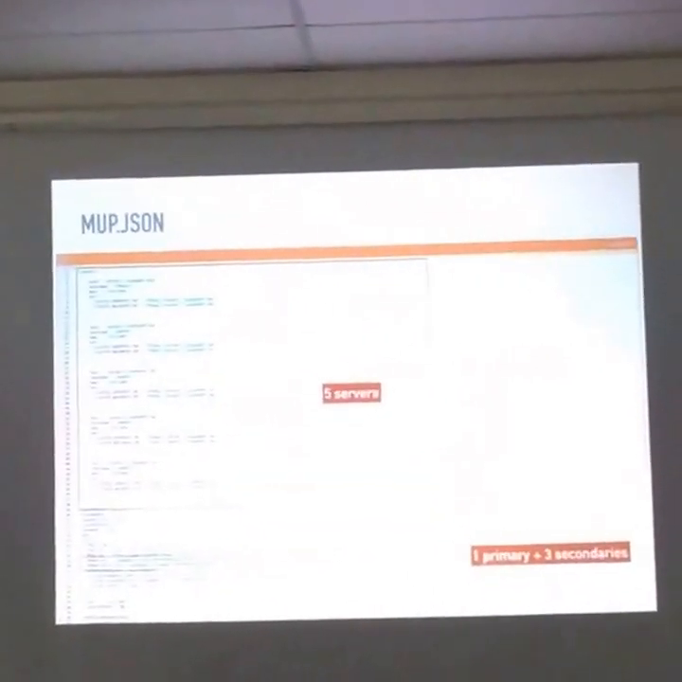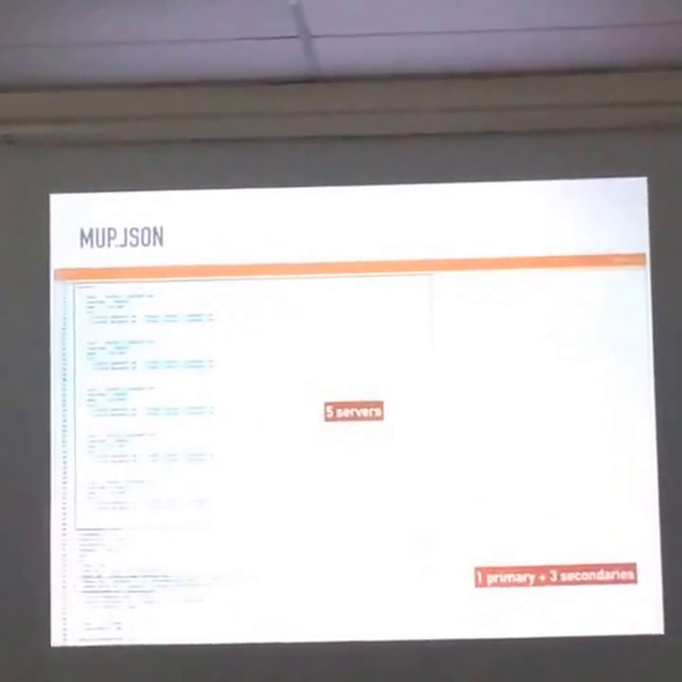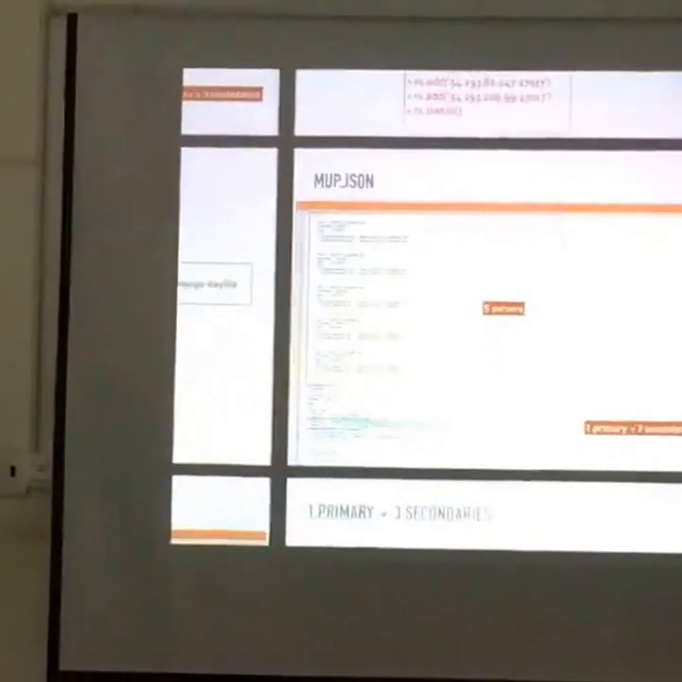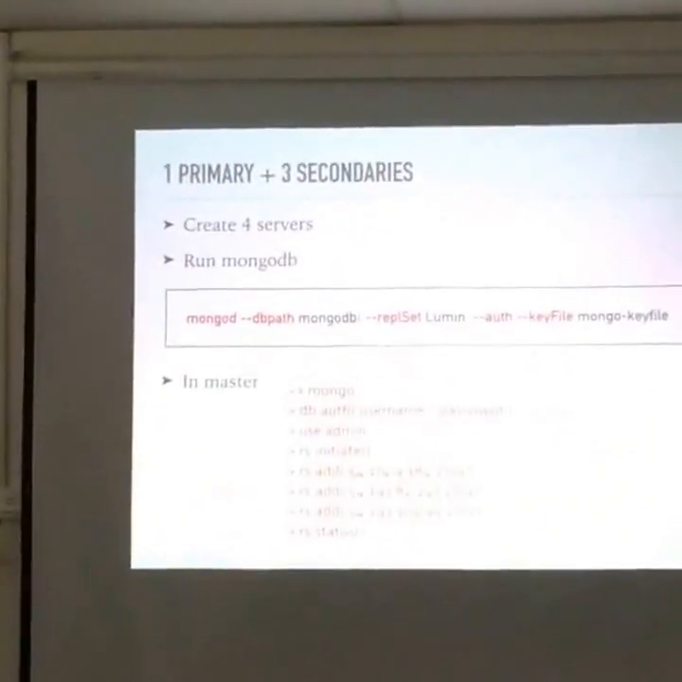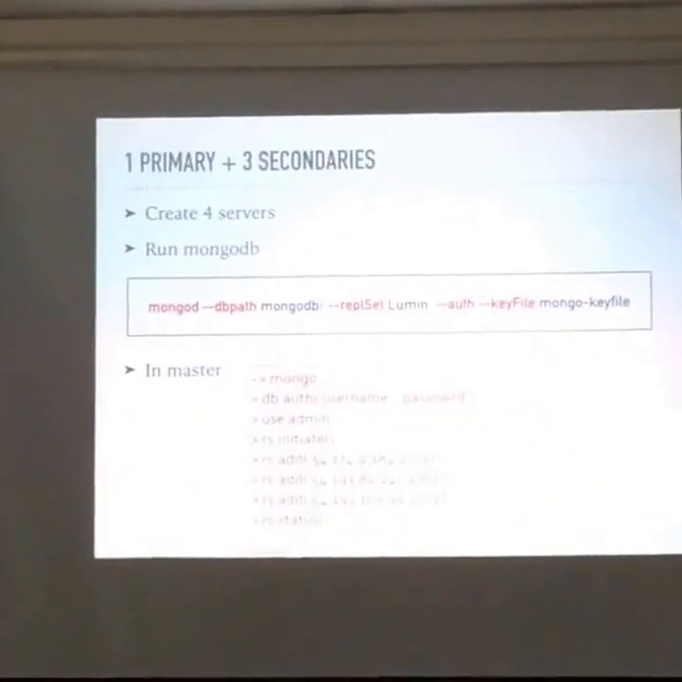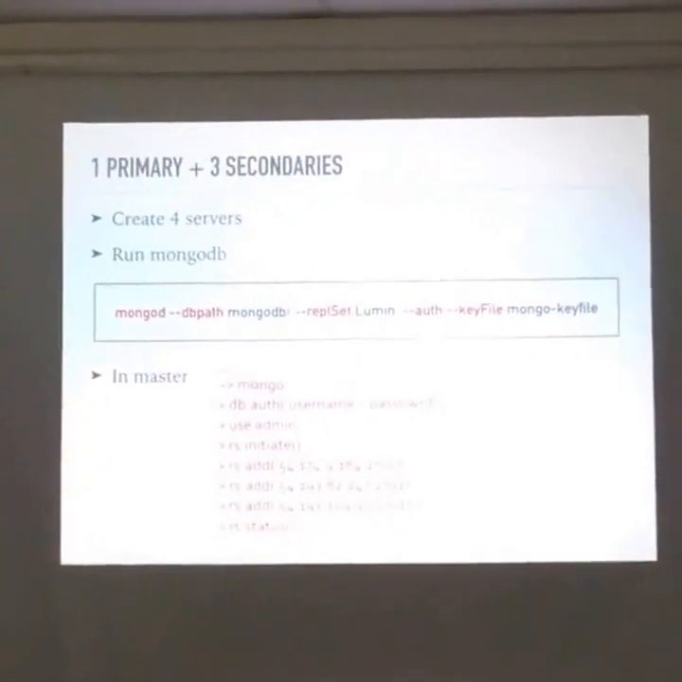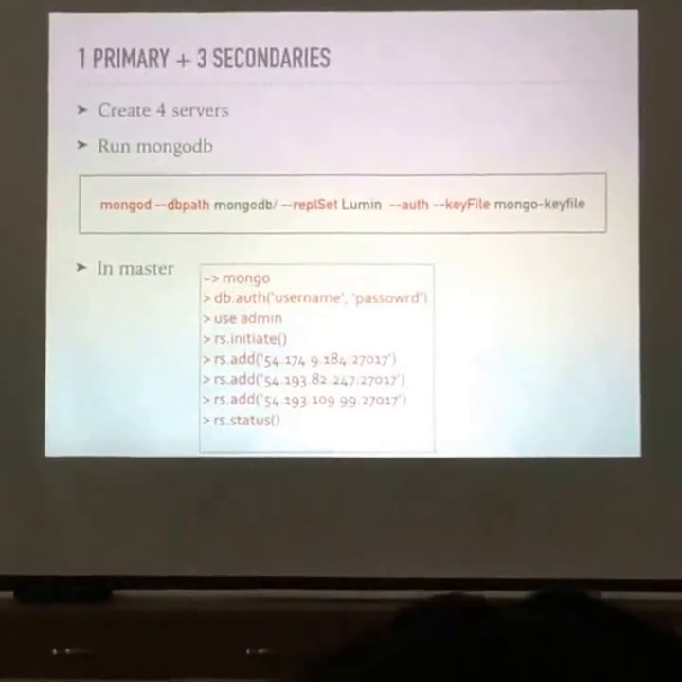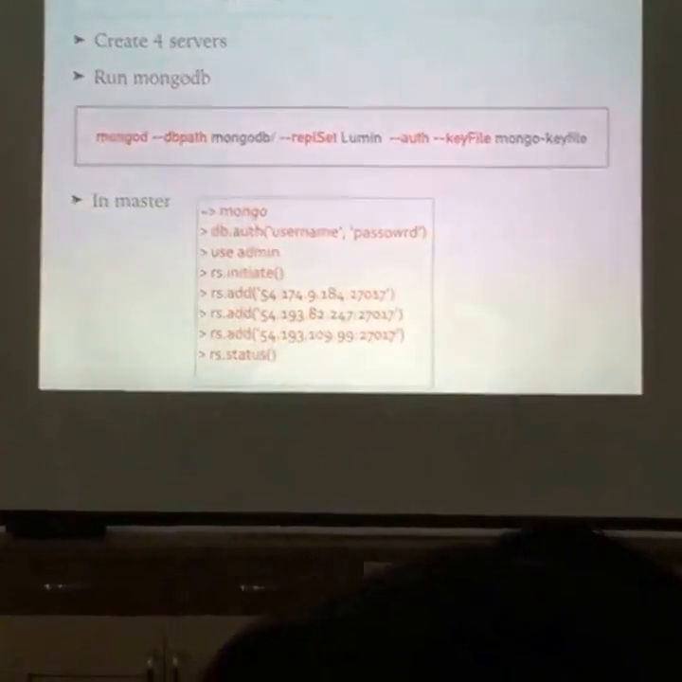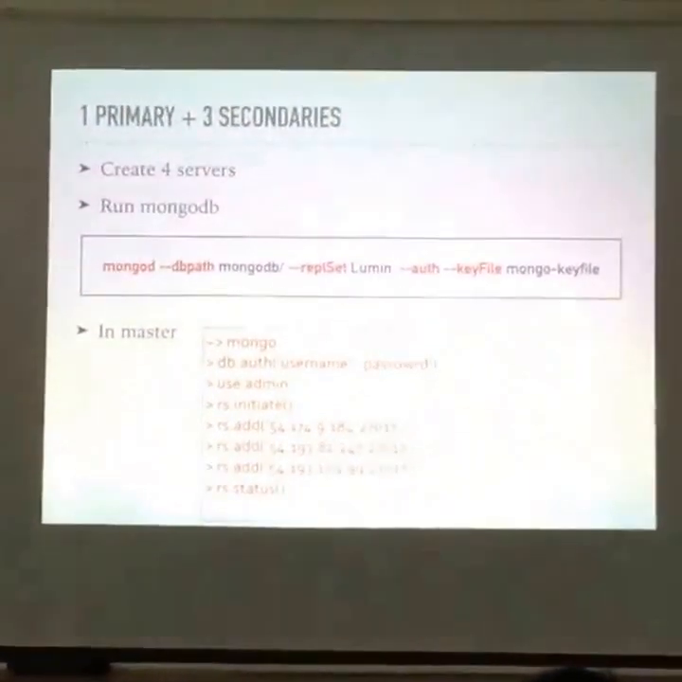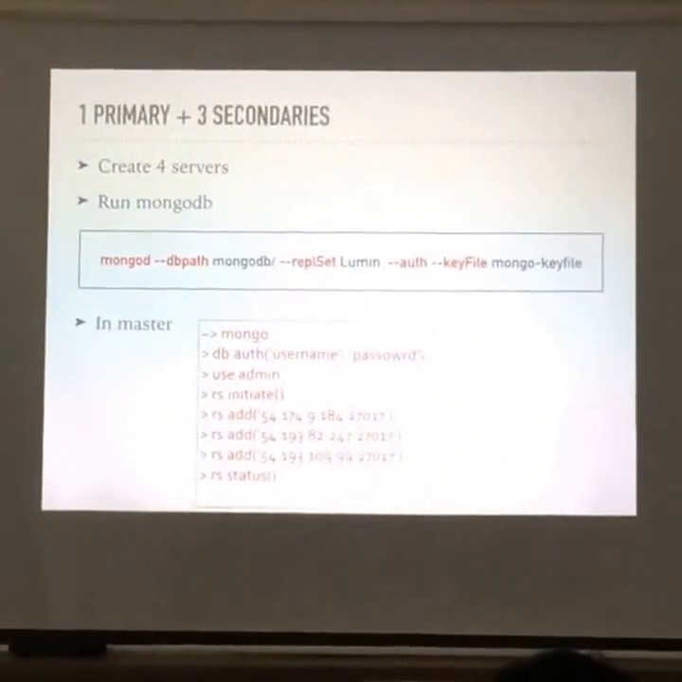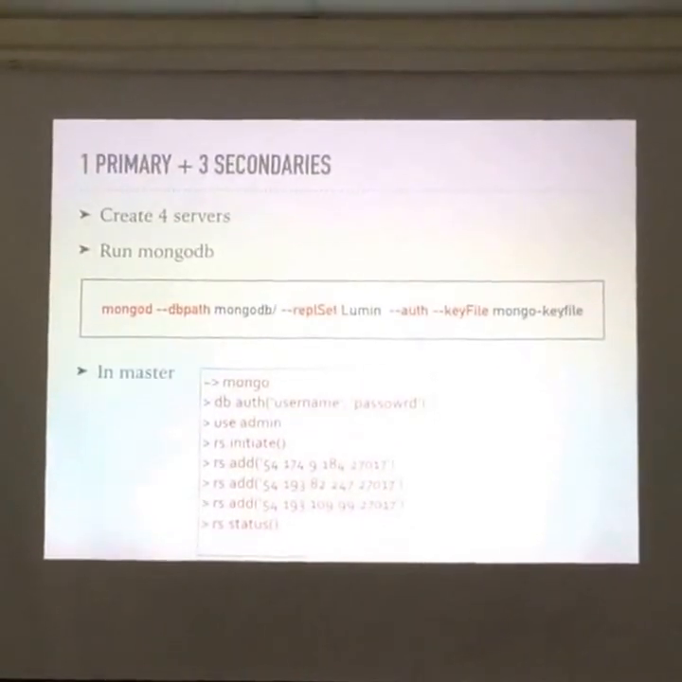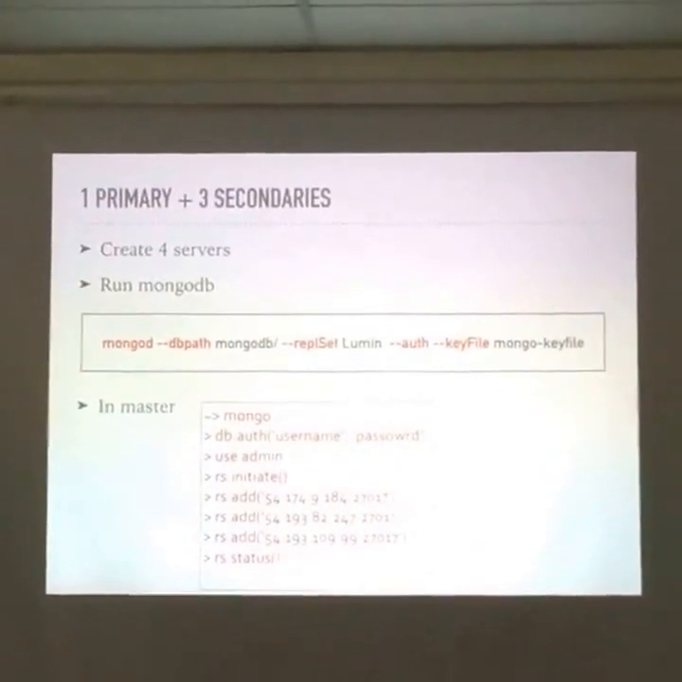Okay, this is my server. The first part is my server, and the second part has 1 primary and 3 secondary. Okay, how can I deploy 1 primary and 3 secondary? I just go to the Amazon website, and I create all instances with the Ubuntu OS. And I log into the system and install MongoDB, and after that I run this command.